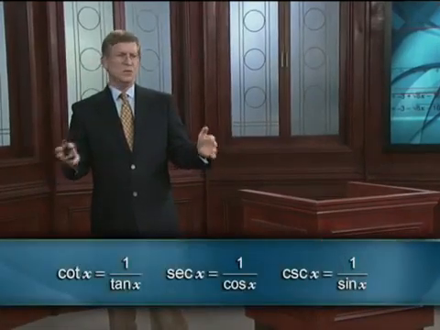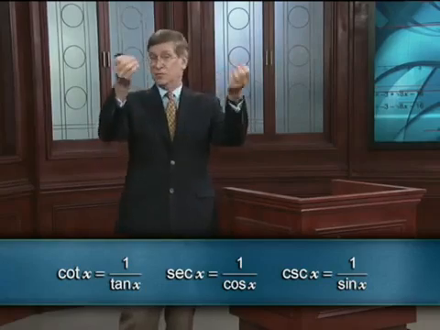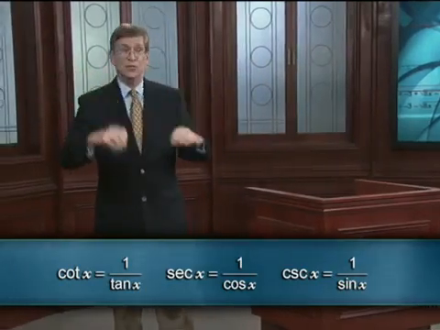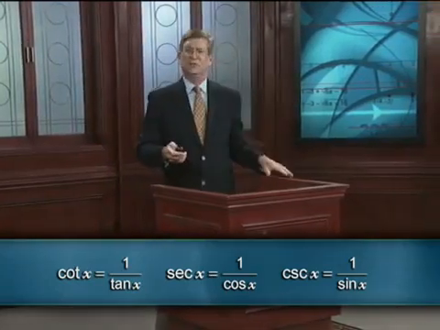Relax. You can calculate cotangent as 1 over tangent. And in the same way, secant's 1 over cosine, cosecant is 1 over sine. So you really need just 3 buttons on your calculator to get all 6 functions.